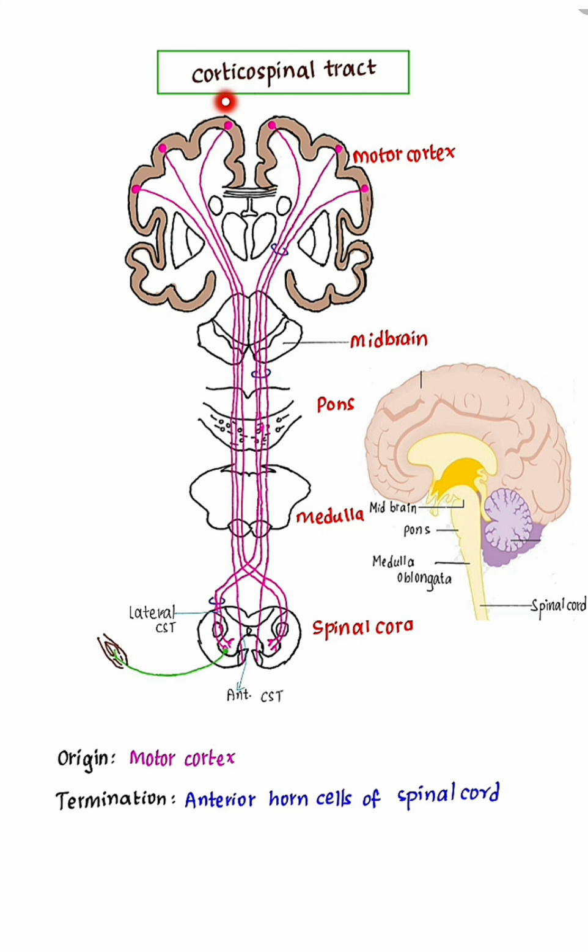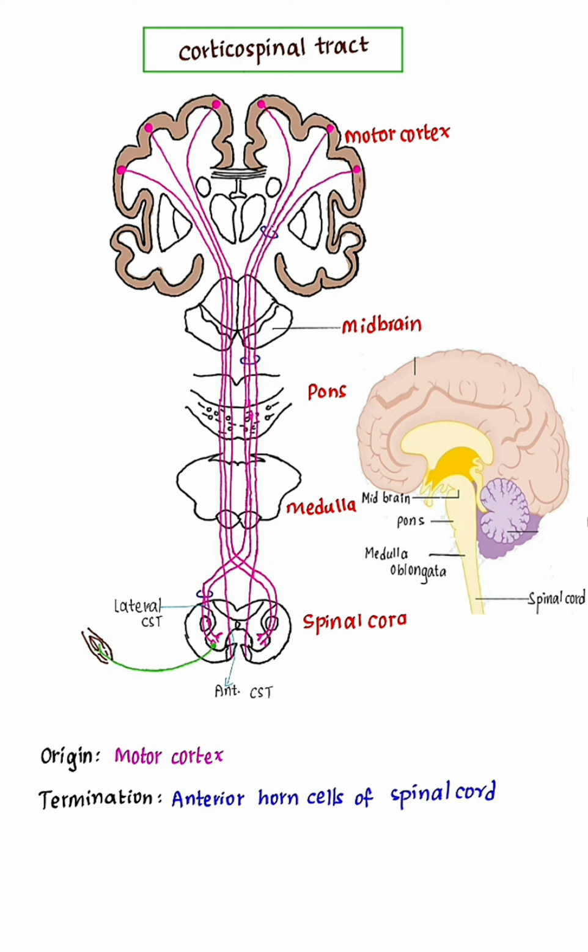The fibers of the corticospinal tract arise from the motor cortex. The fibers then pass through the corona radiata, internal capsule, midbrain, pons, and medulla and reach the spinal cord. In the lower part of the medulla, pyramidal decussation occurs. Most of the fibers, 75 to 80%, decussate and continue down as the lateral corticospinal tract. Nearly 20 to 25% of the fibers remain undecussated and continue down as the anterior corticospinal tract.